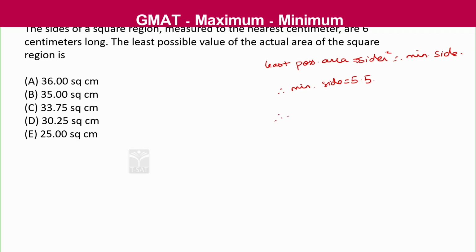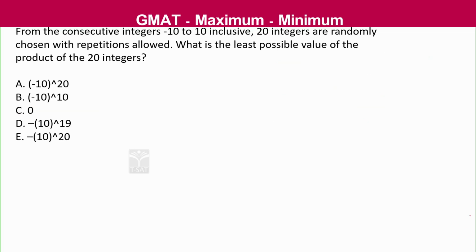Therefore the minimum area will be 5.5 squared, which is equal to 30.25, which is answer option D. So to calculate the minimum area, we used the minimum value the side can take. Let's move to the next question now.